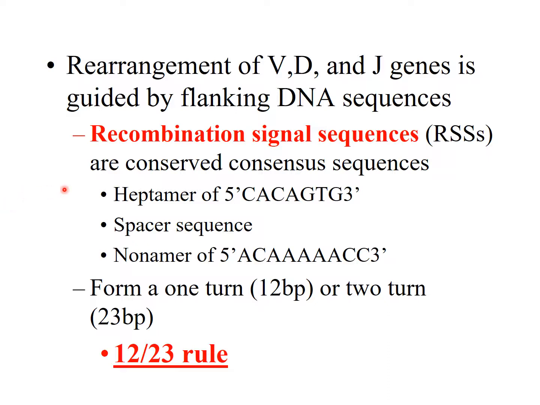But this can only work if the genes being recombined, or the domains being recombined, are on the same chromosome. There is no crossover between chromosome 22 and chromosome 2 and whatnot. What we found is what they call the 12-23 rule. Turns out 1 or 2 turns, 12 base pairs, or 23 base pairs, will limit who can interact with whom.